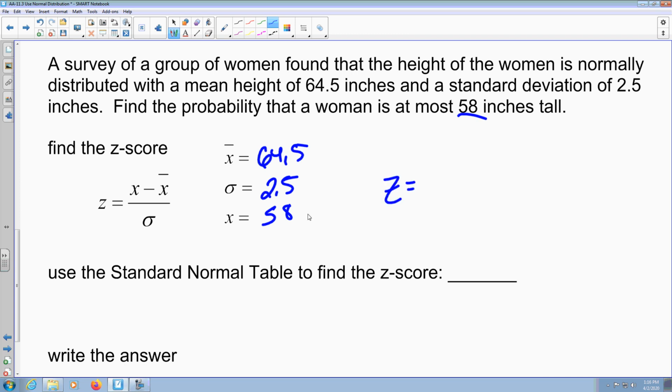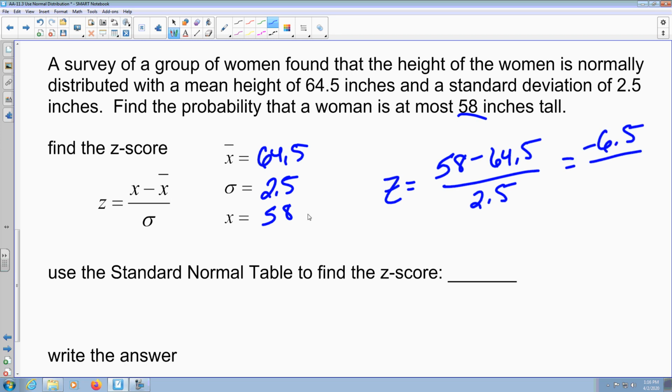The z-score is going to be 58 minus 64.5, divided by 2.5. So that's going to be equal to negative 6.5 divided by 2.5. So now I got a z-score of... oh, I'm sorry, that's wrong. I got negative 2.6.